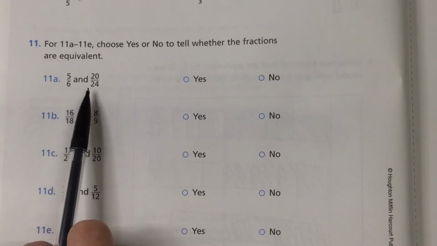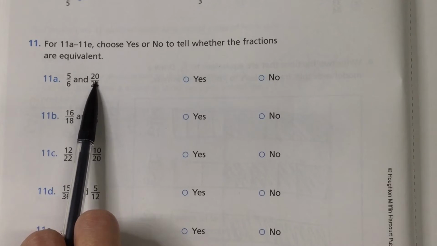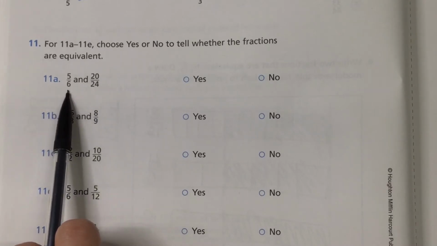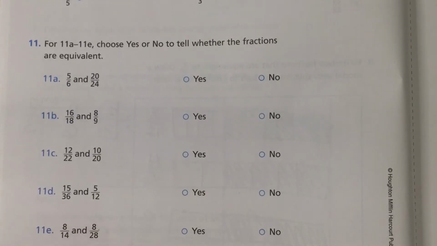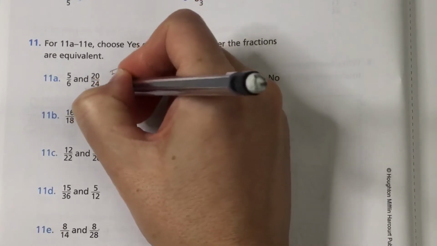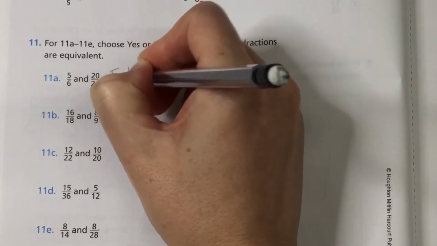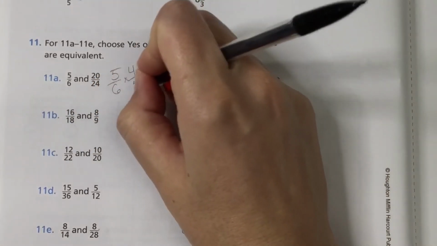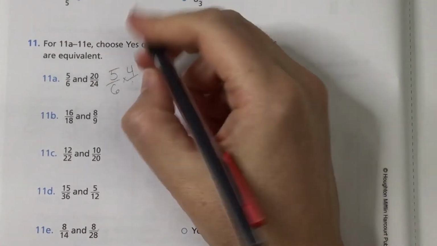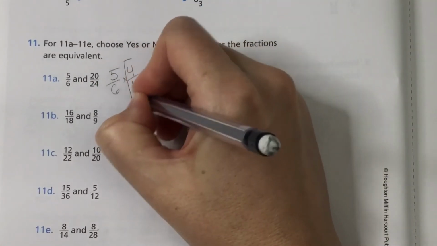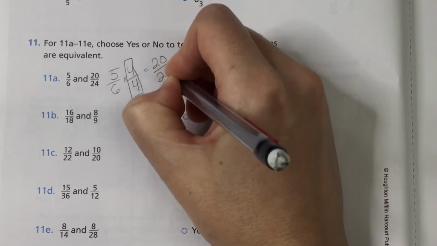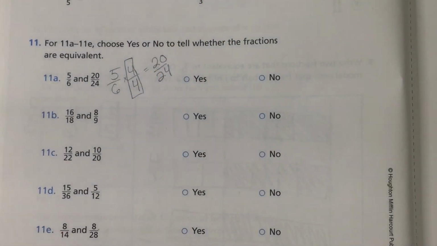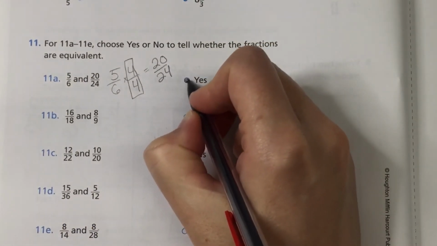5 times 4 is 20. 6 times 4 is 24. So my magic 1 there would be 4/4. 5/6 times 4/4, or remember that's equivalent to 1, that's why we call it the magic 1, equals 20/24. So I've proven it. Yes, those are equivalent fractions.